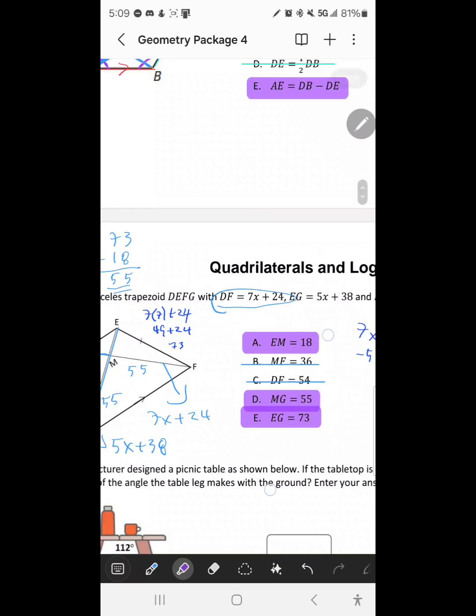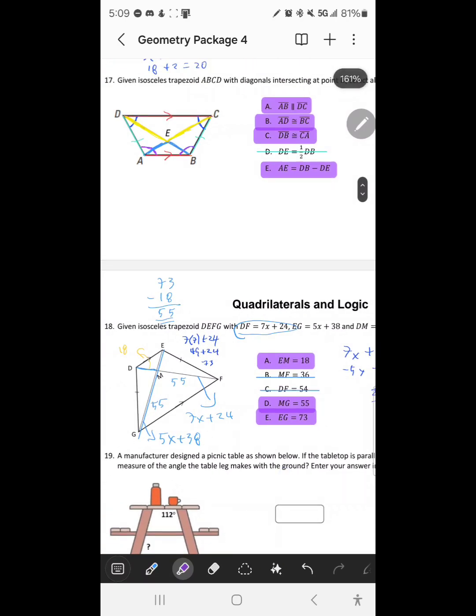Here we have our answers. Also, be careful when you're labeling. I don't know what happened there. I think I drew something over it.